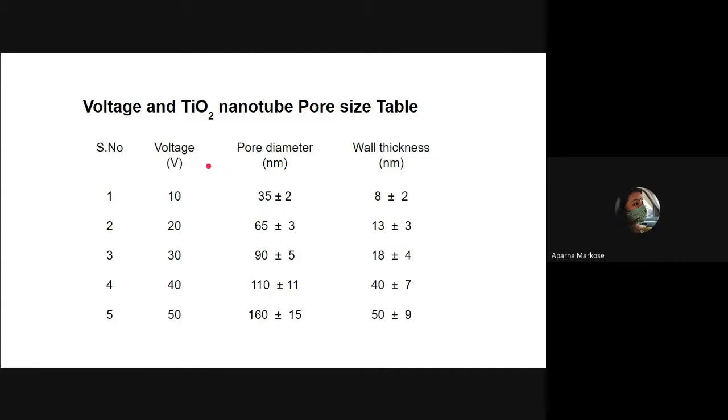this is a table which you can just look at and leave it. When the voltage changes, the diameter of the pore changes, and its wall thickness changes. In the beginning at 10 volt, the pore diameter is only 35 nanometer and the wall thickness is 8 nanometer, at a constant time. I am keeping the whole experiment at 10 minutes. When it is 50 volt, the pore diameter is 160 nanometer, and the wall thickness is 50 nanometer.